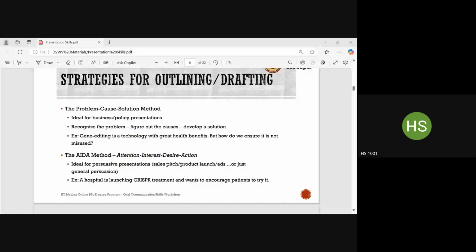This is something that we use when we need to persuade people. You need to persuade, let's say, some customers, some students, or a focus group. When you want to persuade somebody, you use the AIDA method. In advertisements, this is the method that is most often used.